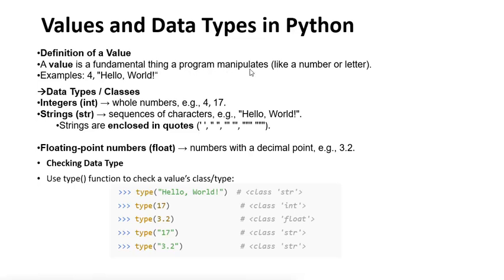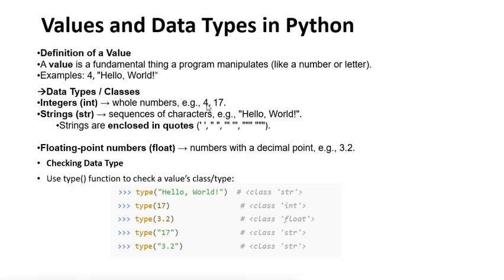A program manipulates values. The value won't be the same all the time; it will keep on changing. You can take any value, for example Hello World, xyz, anything. Data types: let us see data types. We have integers, strings and floating point numbers, three kinds of data types. Let us understand one by one. Integer means whole numbers.